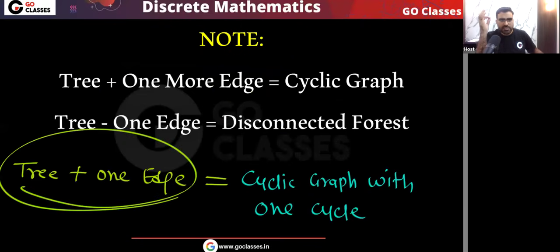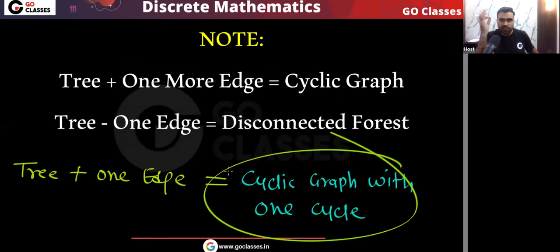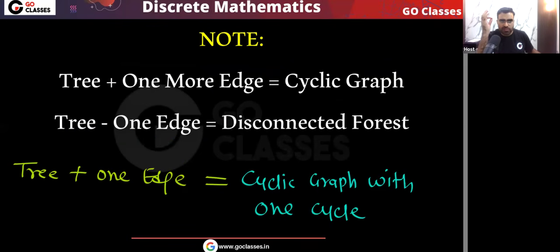Tree plus one edge, that is a cyclic graph with exactly one cycle, not more than one, not less than one. Okay, so tree plus one edge, that is a cyclic graph with one cycle, and tree minus one edge, that is a disconnected forest.